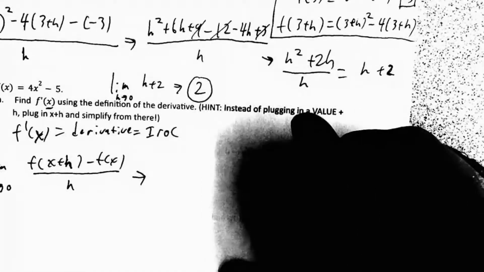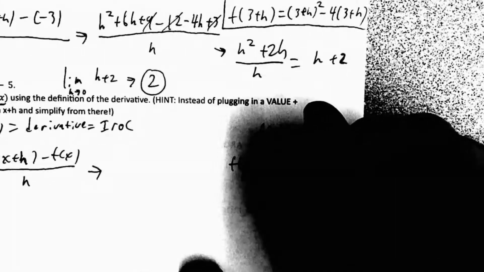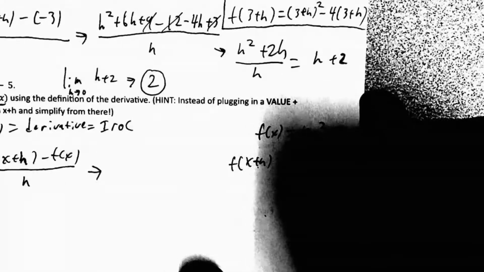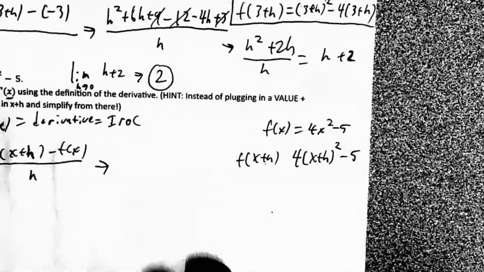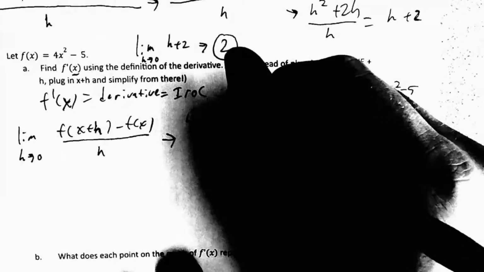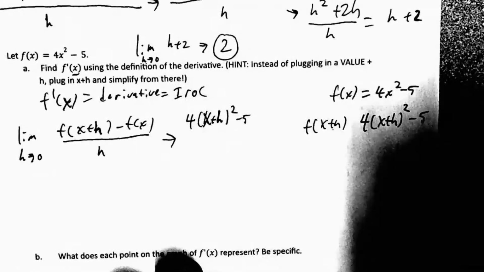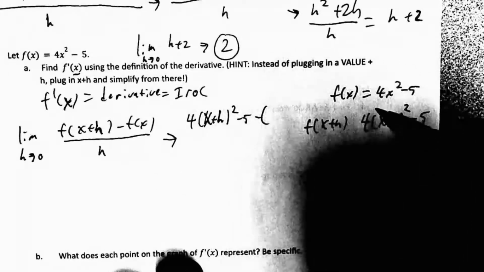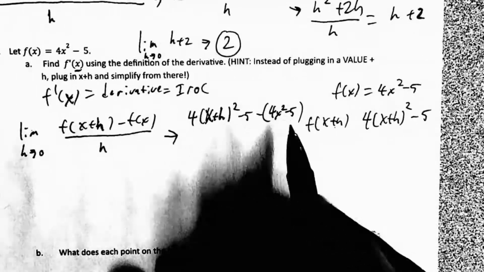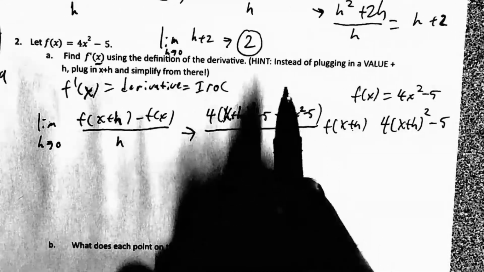And then f of x plus h, remember that just means take the x plus h and plug in for x. So you have 4 times x plus h squared minus 5. Okay, let's plug it in. So it's going to be 4 times x plus h squared minus 5 minus 4x squared minus 5. And I'm putting parentheses around it because it's a whole thing, all over h. Okay, now we need to simplify the numerator.